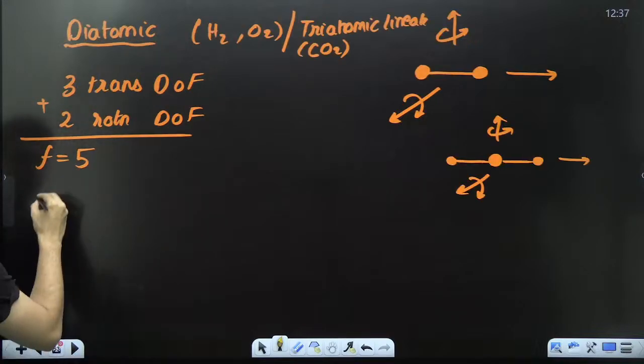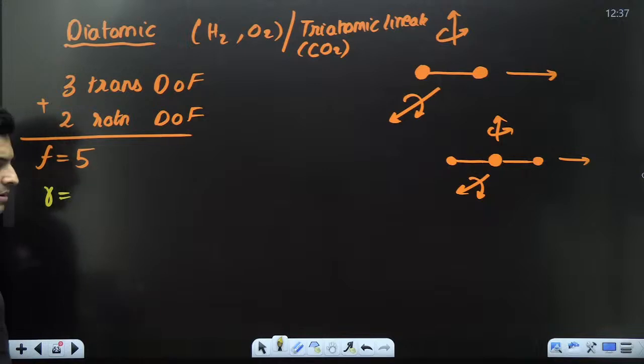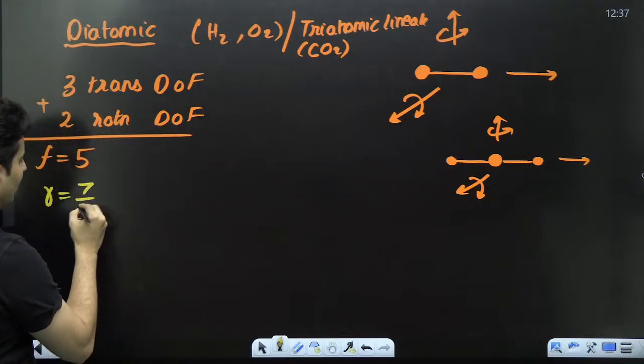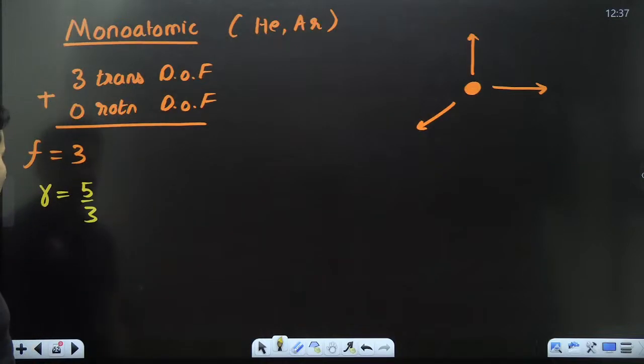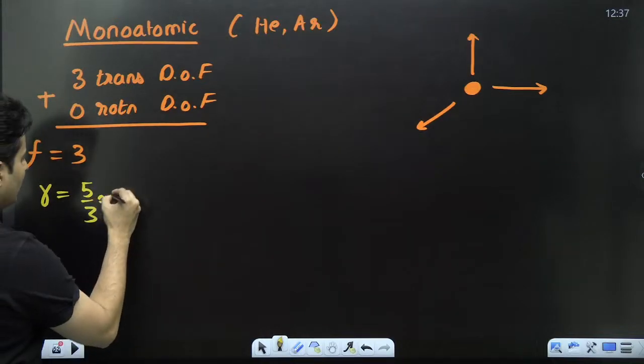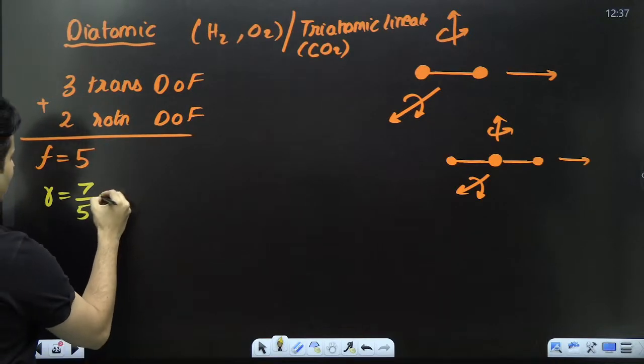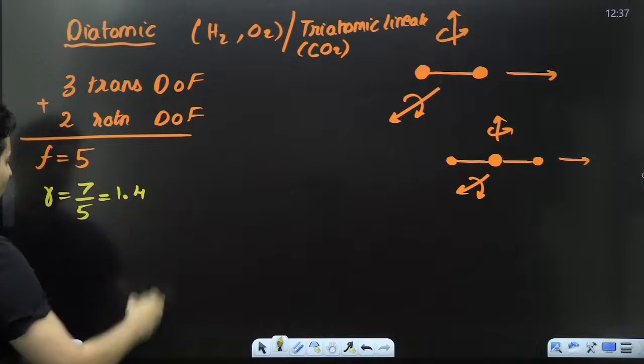Similarly, do the math over here. What will be the value of gamma? 1 plus 2 by 5. Won't it be 7 by 5? So this is 5 by 3, which is approximately 1.67. Here, this is nothing but 1.4.